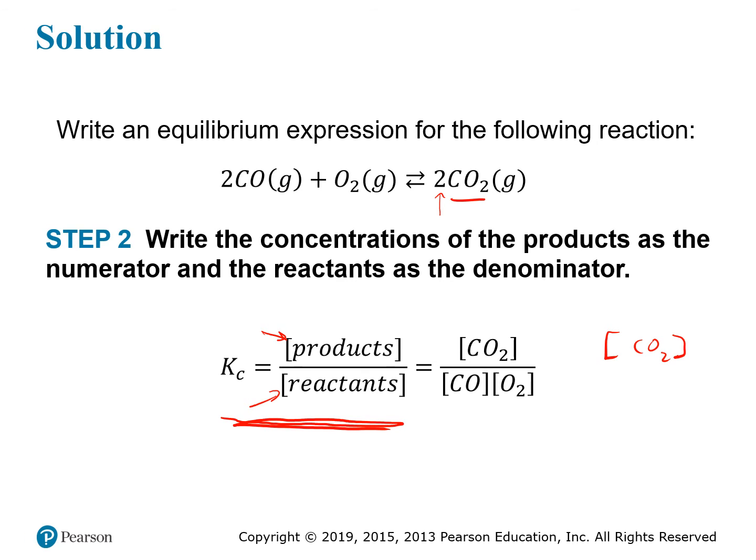Same thing with the CO and the oxygen, right? We have 2 CO, but that just gets written as the concentration of CO, and then that gets multiplied by the concentration of oxygen. Again, this is multiplication. You can leave out the dot or the cross symbol for multiplication. If you're just writing them next to each other, the implication is that you multiply them together. So just carbon dioxide on the top, and then both reactants, carbon monoxide and oxygen, are on the bottom.